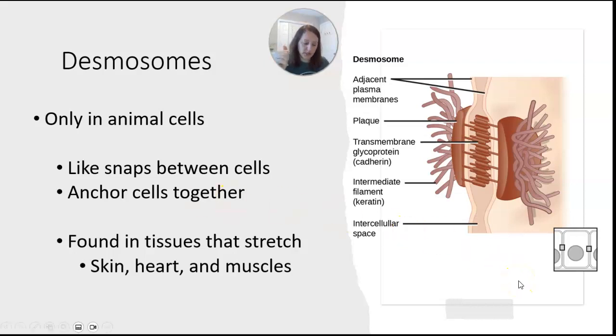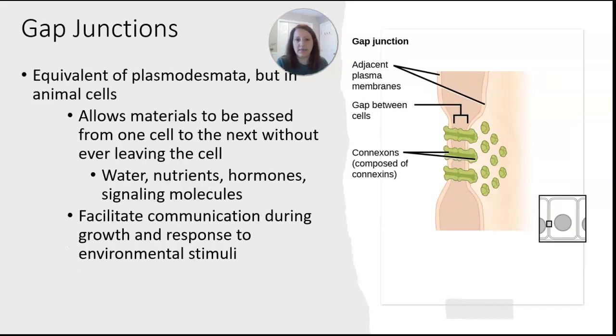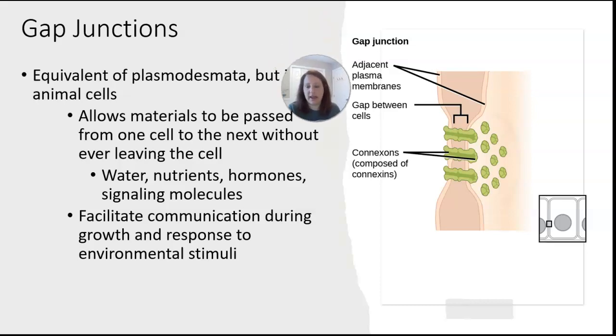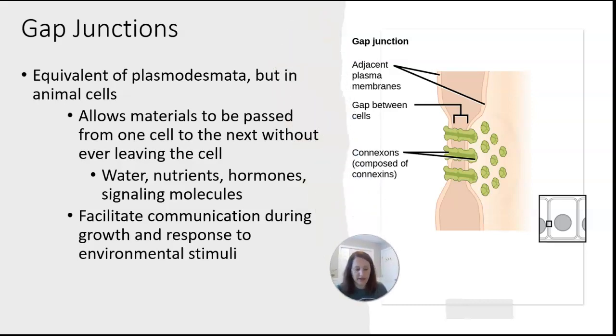So we've got tight junctions, which are watertight seals, right? Really for protection, protecting that underlying tissue. We have desmosomes that are like snaps that keep tissues that stretch, keep the cells together. And then lastly, we've got gap junctions. This is our last slide here and our last type of cellular connection that we'll talk about.